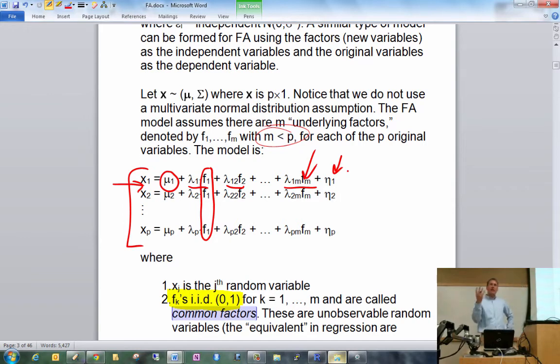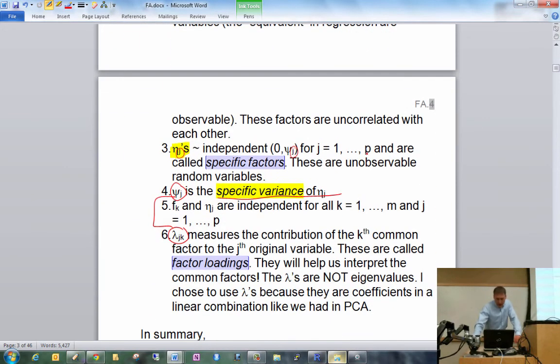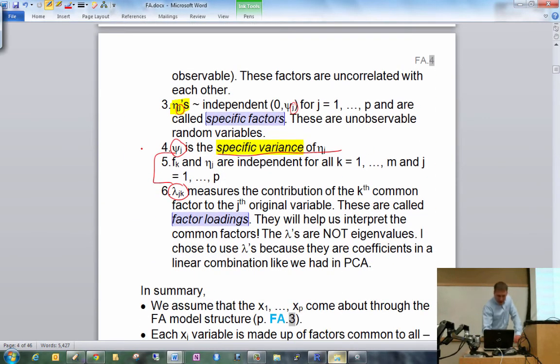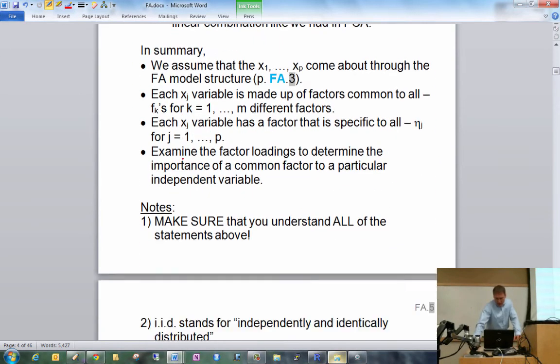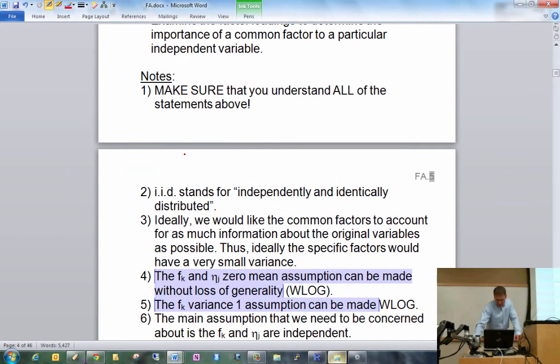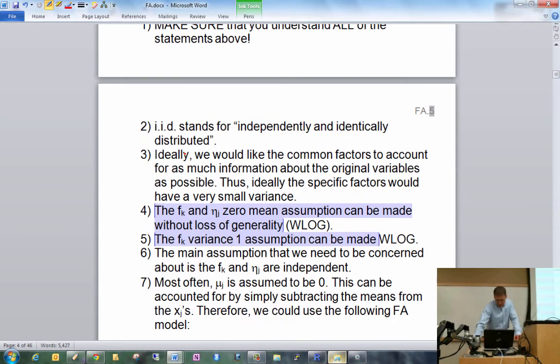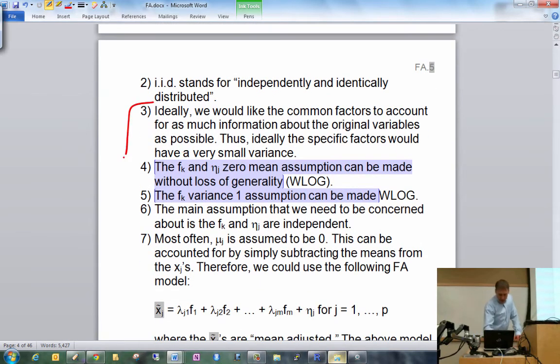So that's what our factor analysis model looks like. It's kind of a different looking model, but it does have some similarities to a regular old regression model. Each of these psi's that I mentioned, the variance for the eta, is called a specific variance because it's for a specific factor. Ideally we would like the common factors to account for as much information about the original variables as possible. That is a goal.